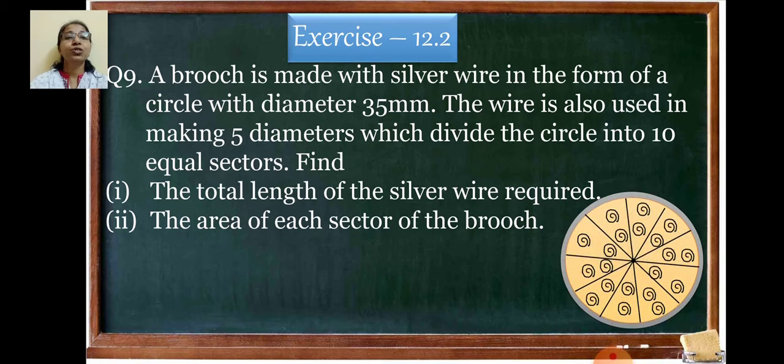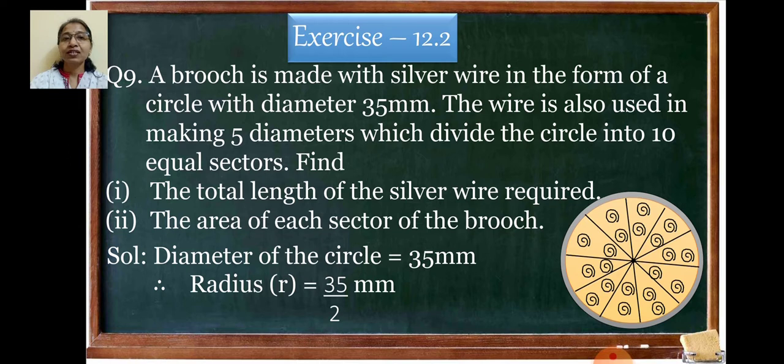So here is that brooch, circular in shape, made up of silver wire, and it is divided into 10 equal sectors with the help of 5 diameters. So the very first thing which we have to calculate is the length of the wire required to make this brooch. You can neglect that circular design made in between, that we are not going to count. Only the circumference of the circle and the length of the 5 diameters. These things you add, you will get the required length of the silver wire. So proceed.